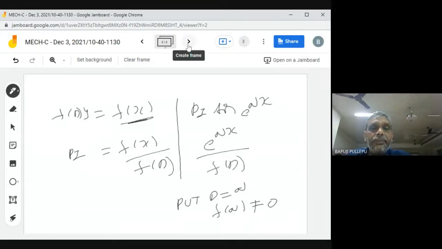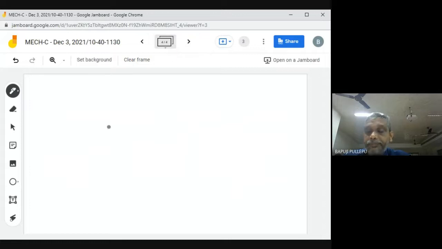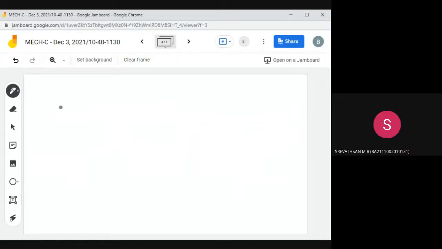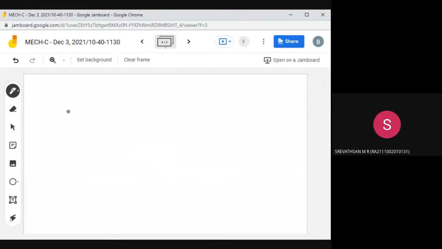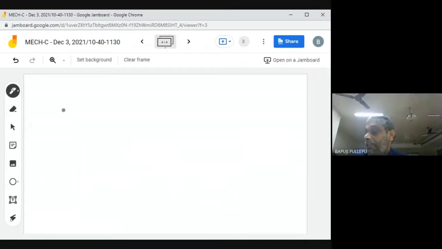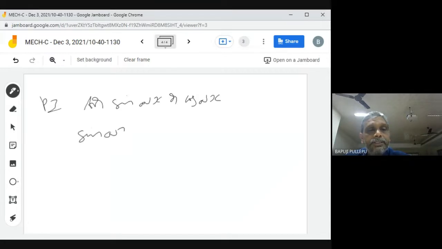Then the next case is what? Sin ax or cos ax. Pi for sin ax or cos ax. So what will you get? The same story: sin ax by f of D.